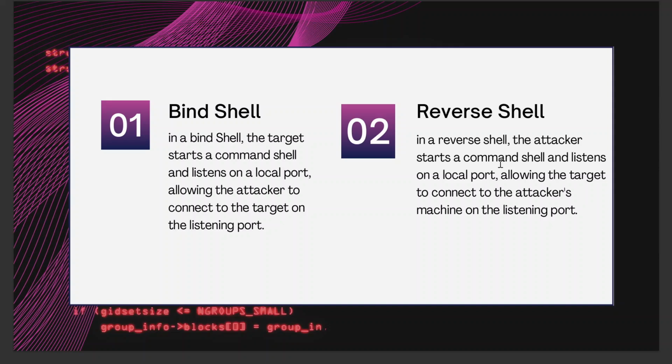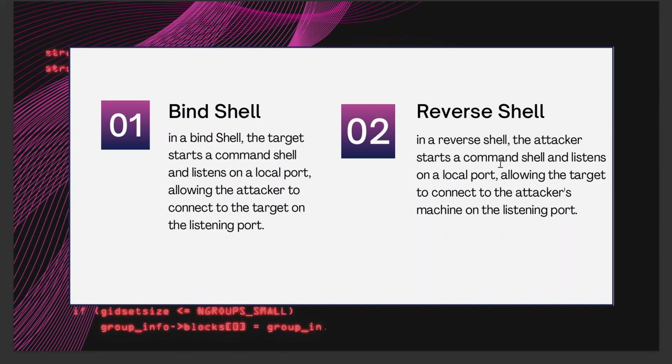Now, in a bind shell, the target starts a command shell and listens on a local port, allowing the attacker to connect to the target on the listening port. While for the reverse shell, which is the opposite of a bind shell, the attacker starts a command shell and listens on a local port, allowing the target to connect to the attacker's machine on the listening port. So now here we have the definition of a bind shell and a reverse shell.